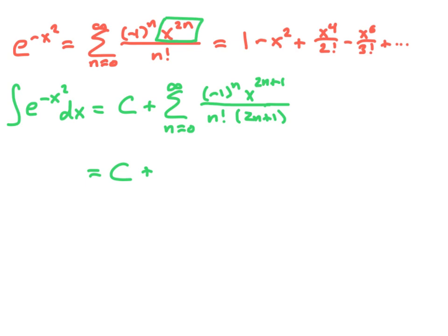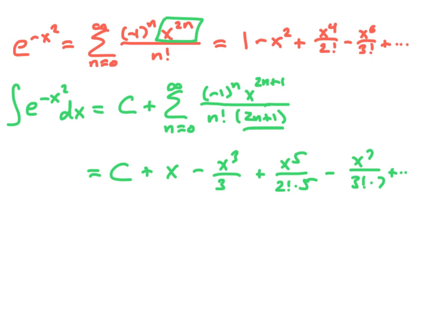Of course, our first term would be our arbitrary constant c. Our next term would be x. The next term would be negative x cubed over 3, where the 3 is coming from the 2n plus 1, where n is 1. Our next term will be x to the 5th over 2 factorial multiplied by 5, or 5 times 2 factorial if you prefer. The next term would be x to the 7th over 3 factorial times 7.